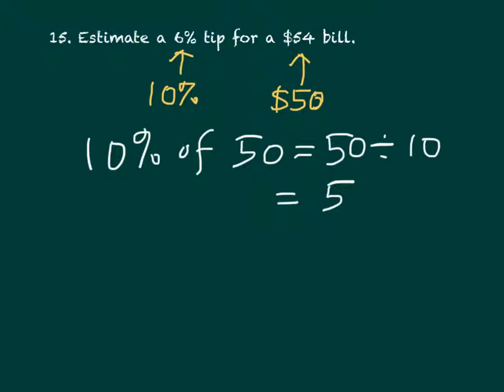So let's write down the conclusion. Therefore, this cheap person is paying about $5 for a 6% tip.